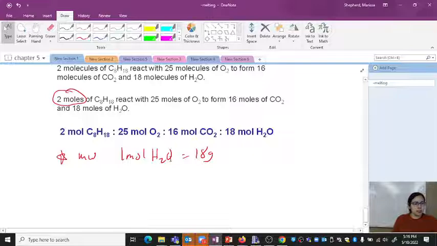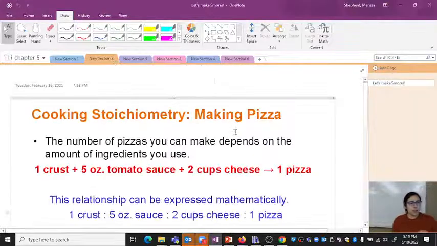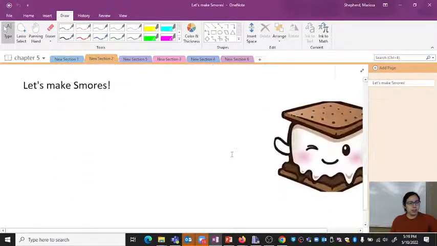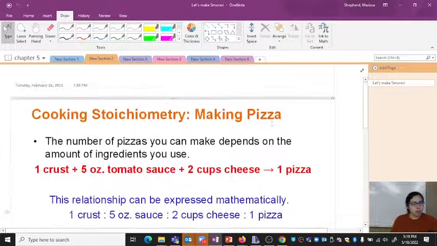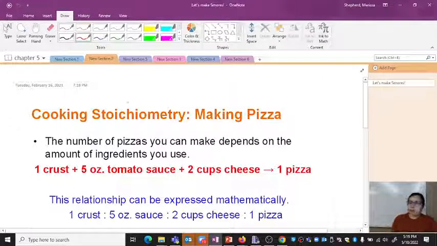All right, so let's look at stoichiometry and kind of what to do. And so I think the easiest way to relate it is with cooking. And so I keep telling people, if you can understand cooking stoichiometry, you can understand chemical stoichiometry. You just have to plug in all the random variables for chemicals instead.